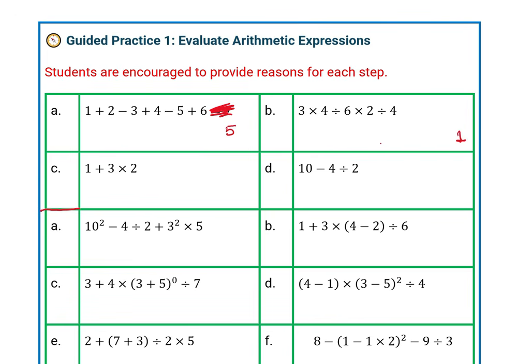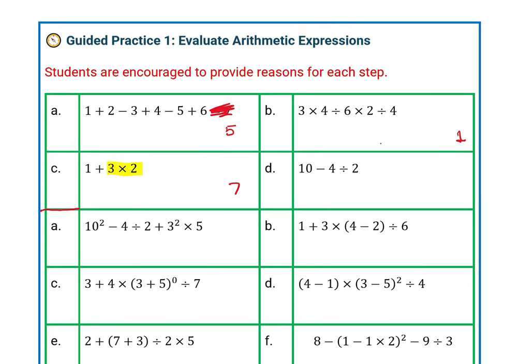So you'll get 1 as your answer. However, I would like you to do it in your notebook, showing each and every step, right? So it'd be 4 or 5 steps. Part C is 1 plus 3 times 2. So first thing you're going to do is 3 times 2, which is 6, and add 1 to get 7.